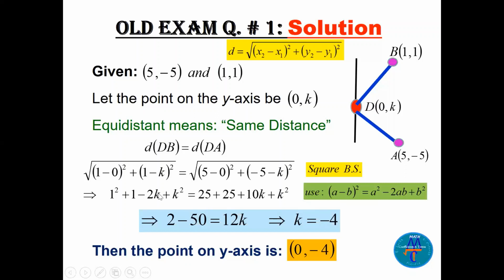Check it. Now simplify, cancel k squared. 1 and 1 is 2. 25, 25, 50, bring it on the other side. So k will be -4. So you go back to the k, the point. See, this is the point, (0, -4). Very nice question. So the point on the y-axis is (0, -4).